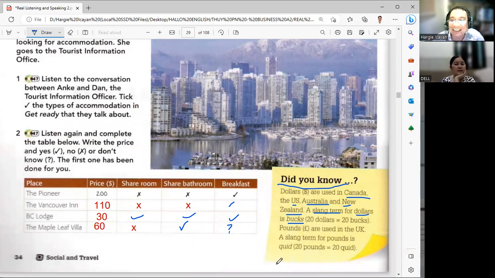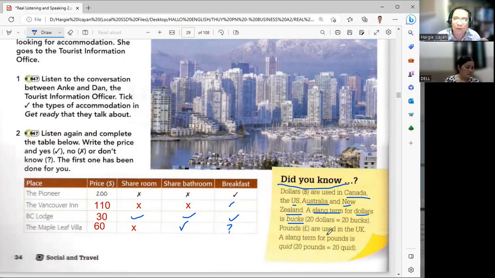Sorry, sir. Is buck the Canadian dollar or the US dollar? All of them: Canada, US, Australia, New Zealand. Because the slang term for dollars would be bucks. Dollars are a universal currency for these countries. But if you go to Canada, the US, Australia, or New Zealand, they usually say bucks instead of dollars. The general term for the currency is dollars, but when they say it casually, they say bucks.